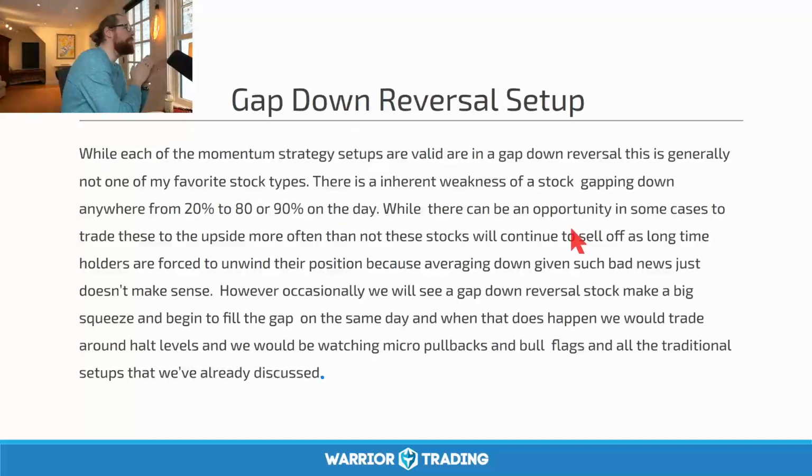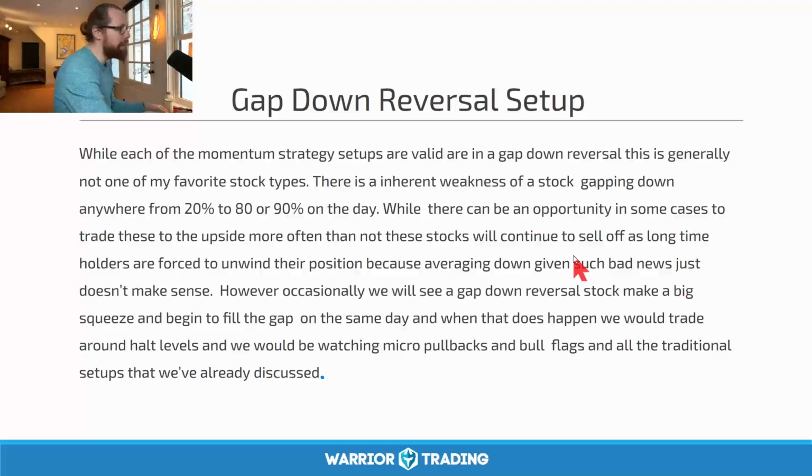While each of the momentum setups is valid, a gap down reversal is generally not my favorite stock type. There's inherent weakness with a stock gapping down anywhere from 20, 80, 90%. I mean, these are big sell-offs. When you have this type of big gap down, I just look at that as there being bag holders. Is it really going to be worth it? But then there have been times where we've seen stocks that had big gap downs and then just bounced. And you're like, wow, okay, that was huge.